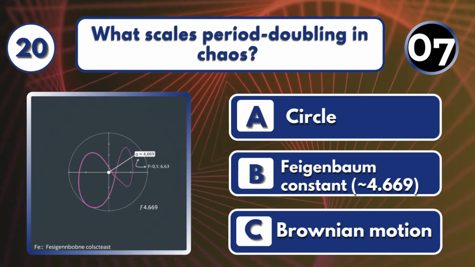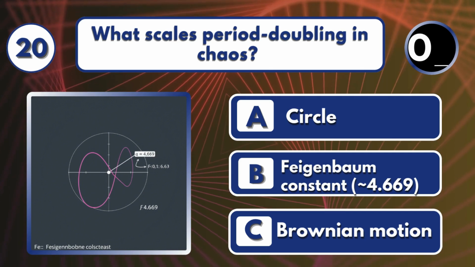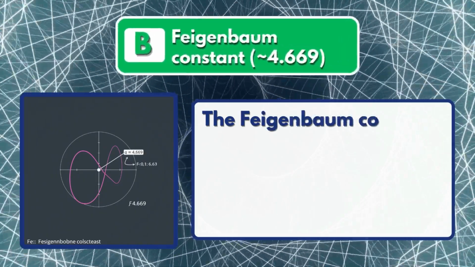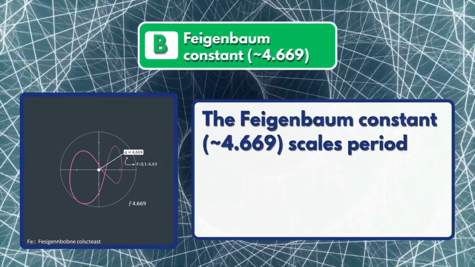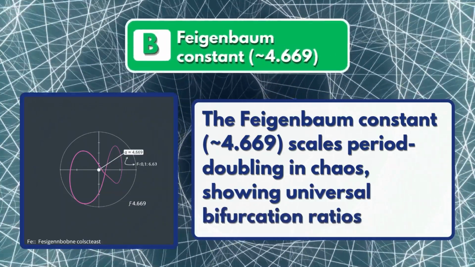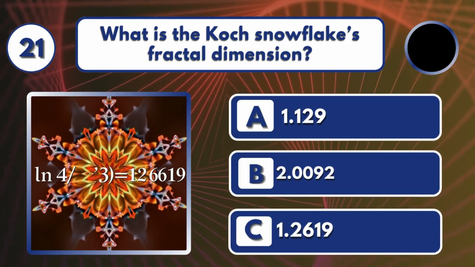Time to shine in fractal land. The Feigenbaum constant, about 4.669, scales period doubling in chaos, showing universal bifurcation ratios. What is the Koch snowflake's fractal dimension?